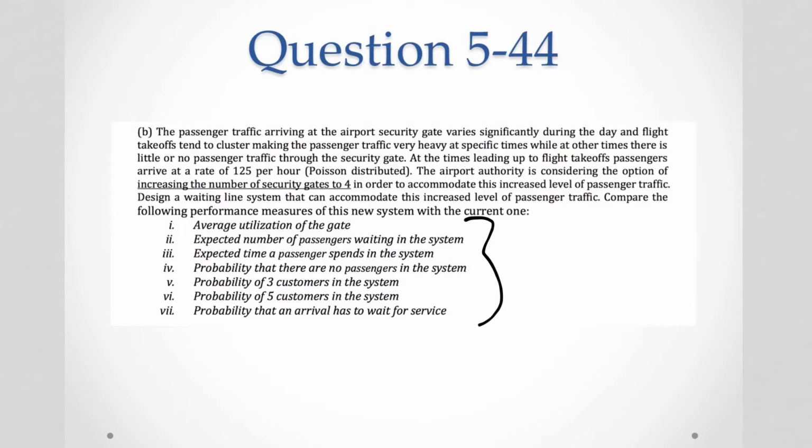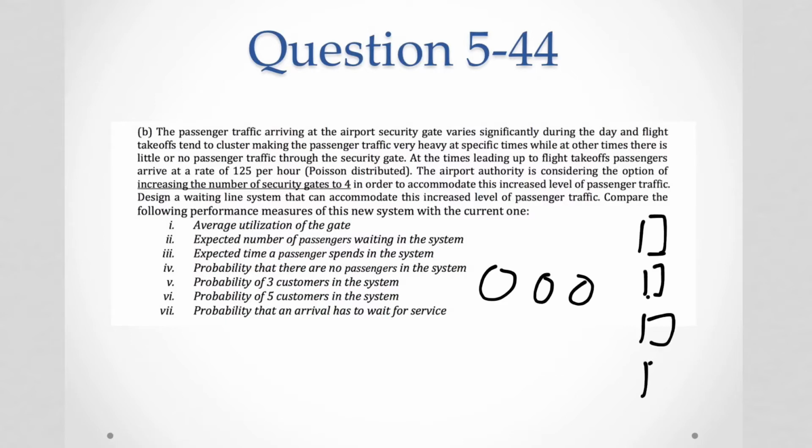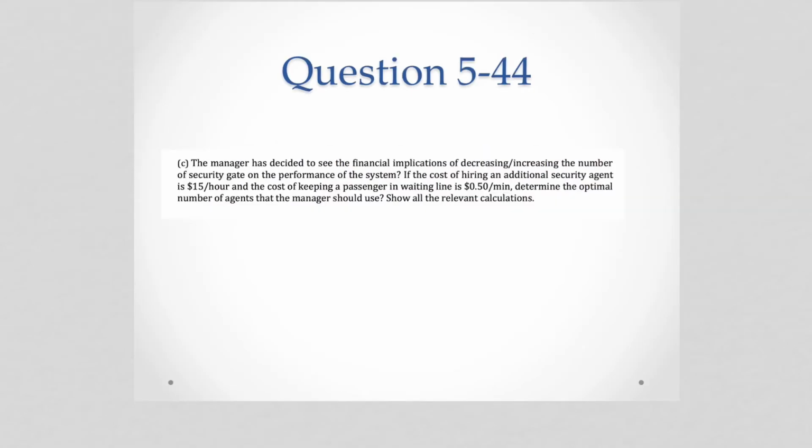So same idea, similar calculations, but now it's a system where you've got your servers, your servers, your servers, your servers. Here we go. They're talking about 4. Why? Because at certain times customers arrive much faster, at 125 customers per hour. So we're going to look at this case as well. And then C, which is the most interesting one, is very different from the other kinds of problems.